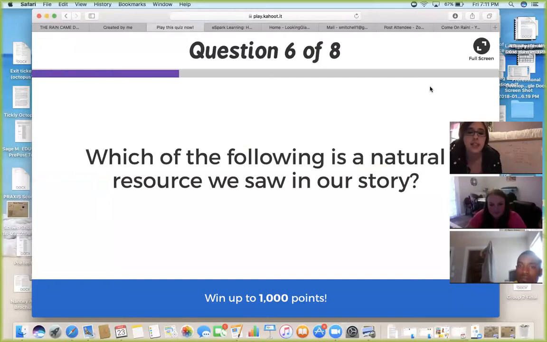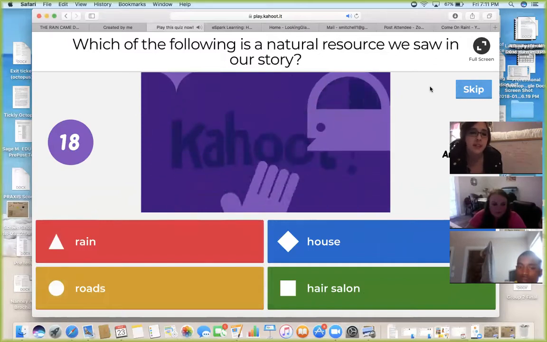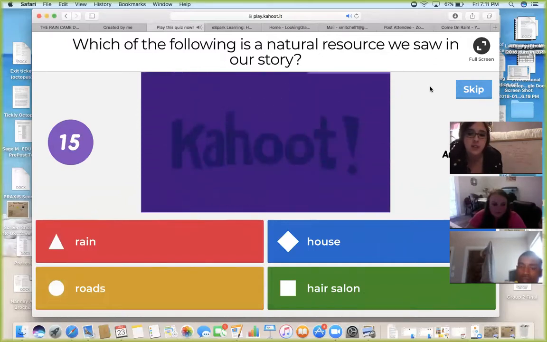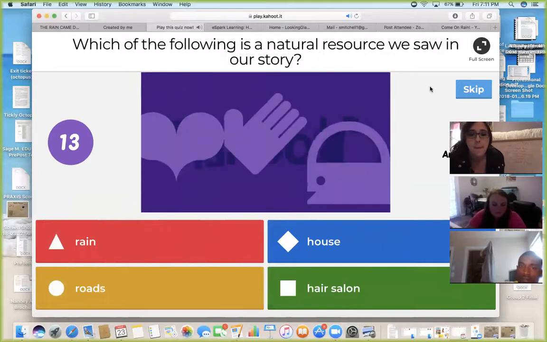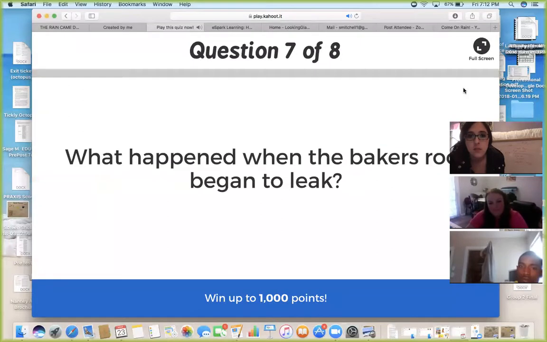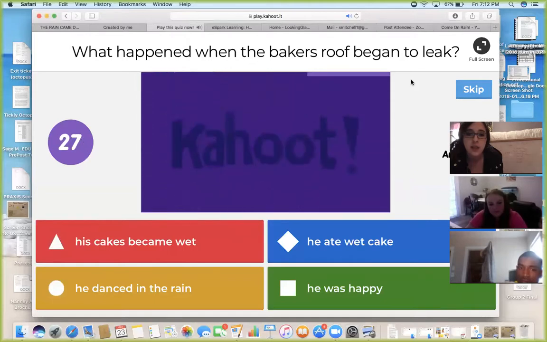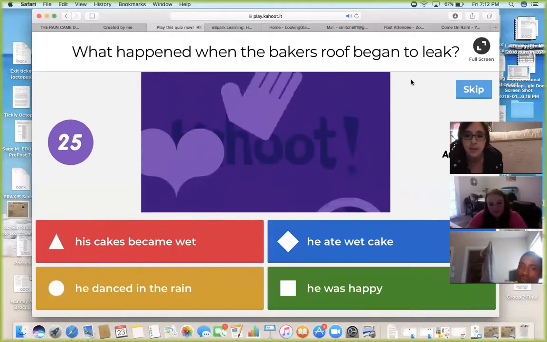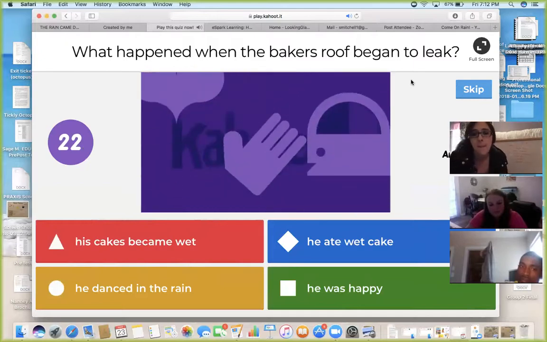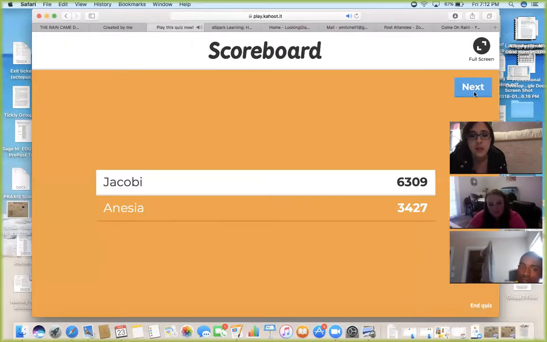Which of the following is a natural resource we saw in our story? Think about this. Was it rain, roads, house, or hair salon? Rain. Good job. What happened when the baker's roof began to leak? His cakes became wet. He danced in the rain. He ate wet cake. He was happy. Right, his cakes became wet. He likes wet cake. Ugh.